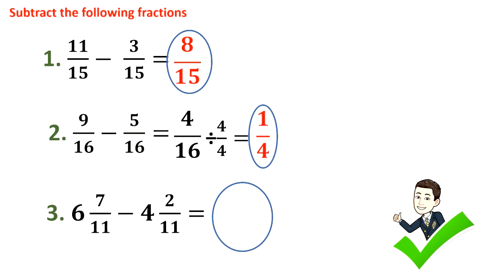Number 3. 6 and 7/11 minus 4 and 2/11. We shall subtract the whole numbers. 6 minus 4 is equal to 2. And then copy the common denominator of 11 and subtract the numerators, 7 minus 2. So our final answer would be 2 and 5/11. Very good! Excellent!